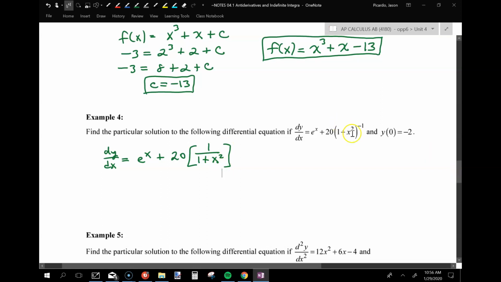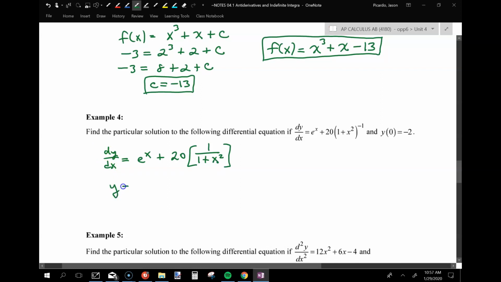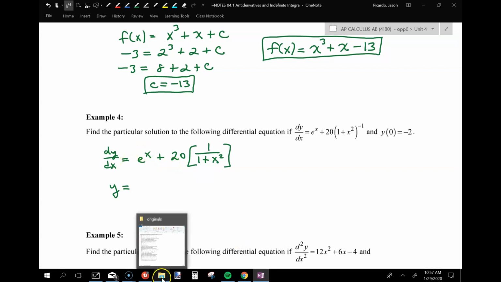You guys see what I did with this? Because there's a -1, I put it on the bottom of this fraction, right? So this is my original equation. Oh, no, it's not. This is my differential equation. It's in the form dy dx, right? So that means that the original must have been in the form y equals. So what is the antiderivative of e to the x? E to the x.